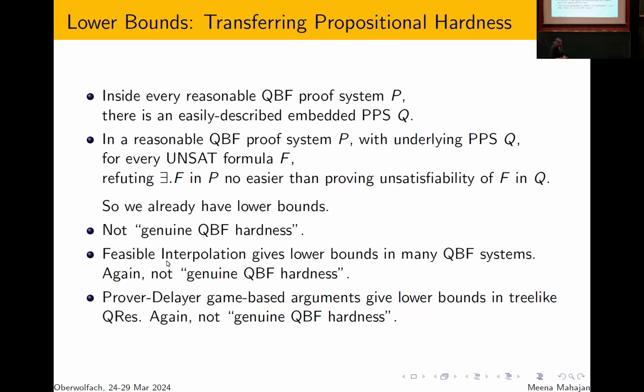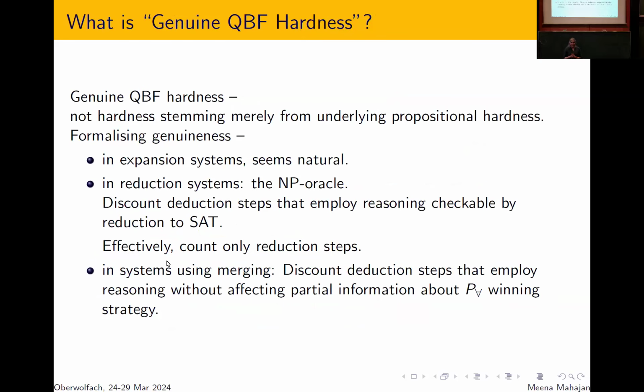So other propositional hardness methods, for instance, feasible interpolation, essentially boil down to propositional hardness in the case of QBF proof systems. There are these game-based arguments in tree-like Q resolution. They again boil down to propositional hardness. So this is not the kind of hardness that we are looking for. We're looking for genuine hardness, and it's already a question, what exactly do you mean by genuine? I don't have a precise mathematical definition. I have an intuitive feeling for, okay, this is not the hardness I'm looking for.